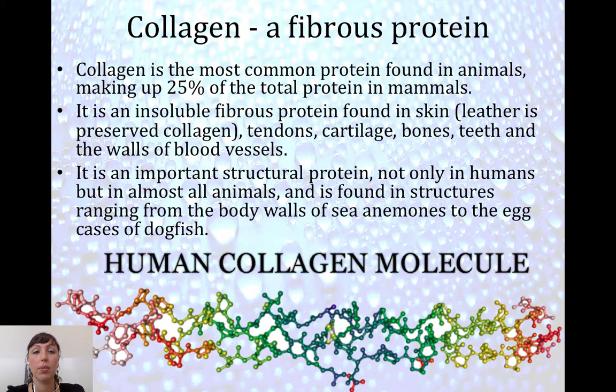Okay, collagen is a really good example of a fibrous protein. Collagen is the most common protein found in animals, makes up 25% of the total protein. It is an insoluble fibrous protein found in skin, tendons, cartilage, bones, teeth, walls of blood vessels, and even more. It's really an important structural protein, but not just in humans, in almost all animals, and is found in structures ranging from the body walls of sea anemones to the egg cases of dogfish.